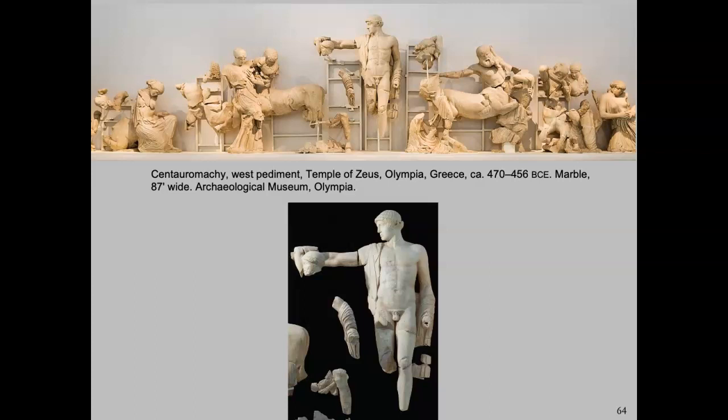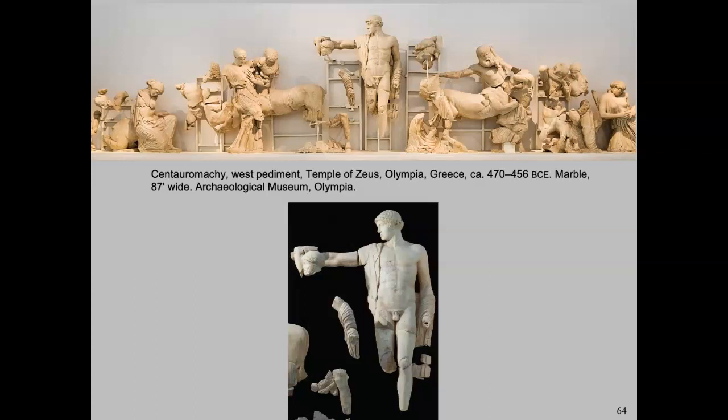The temple itself was constructed of local stone, but it was decorated with sculptures that were made of imported marble. And here we're looking at the west pediment. And you can see that the sculptures are sculptures in the round. They are not high relief. In fact, they are so high relief, they've now broken free from their flat background.